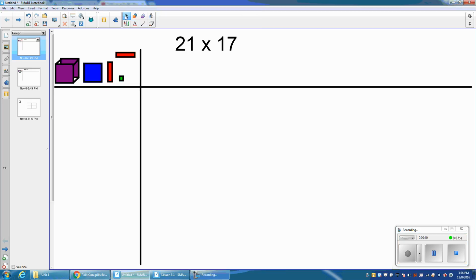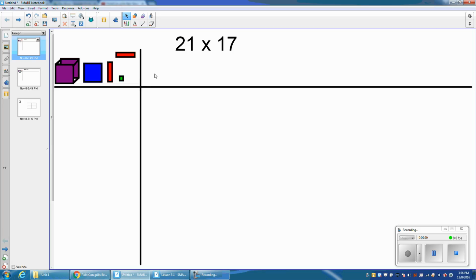I'm going to teach you about our area model for multiplication. To give you some background, these are base 10 blocks. Each of these purple blocks is worth 1,000, each blue is worth 100, the red are worth 10 each, and then the green are worth a single block. That's our basic understanding that students get as well.